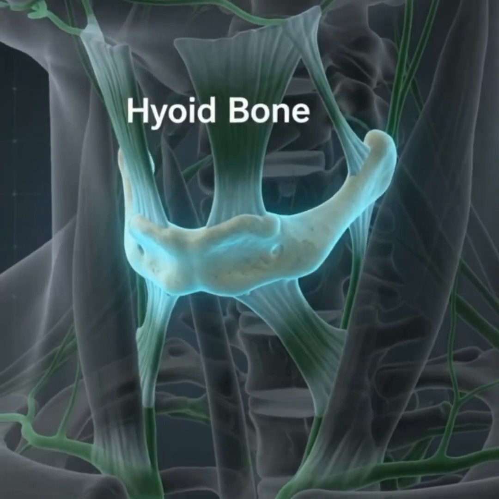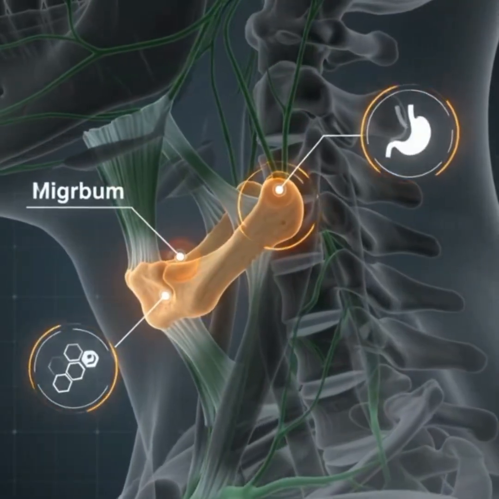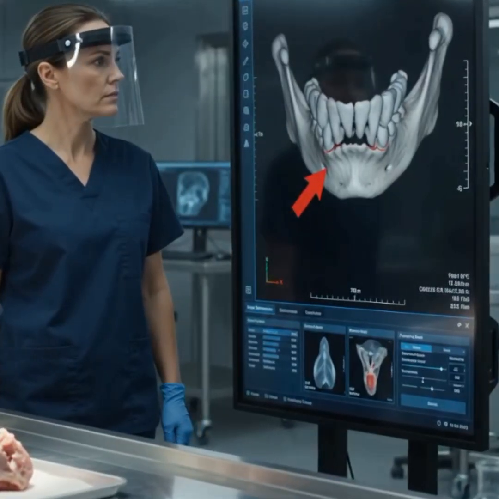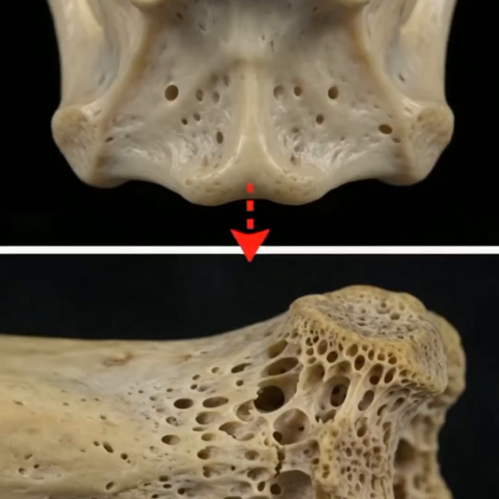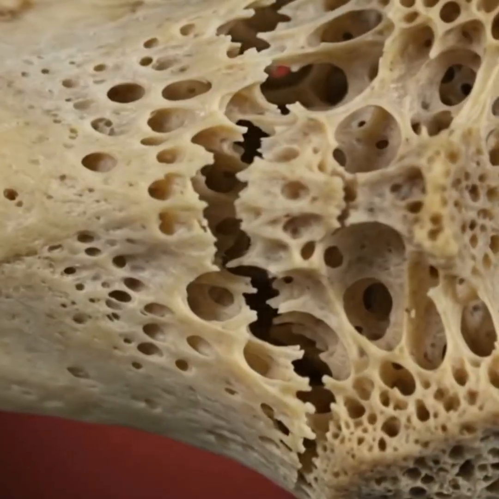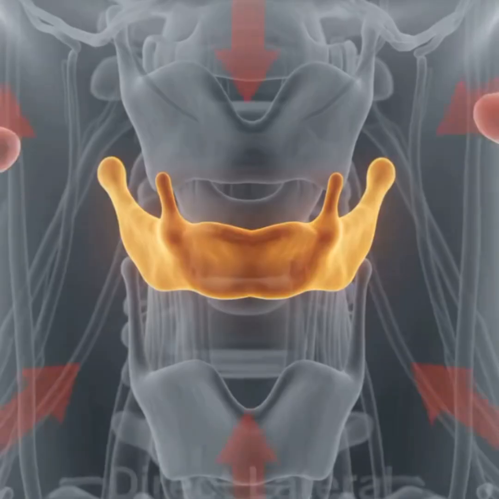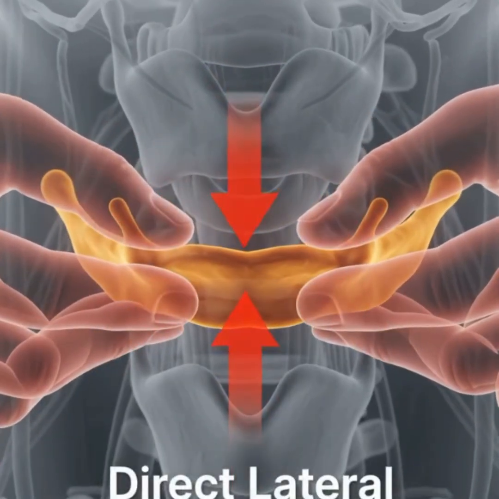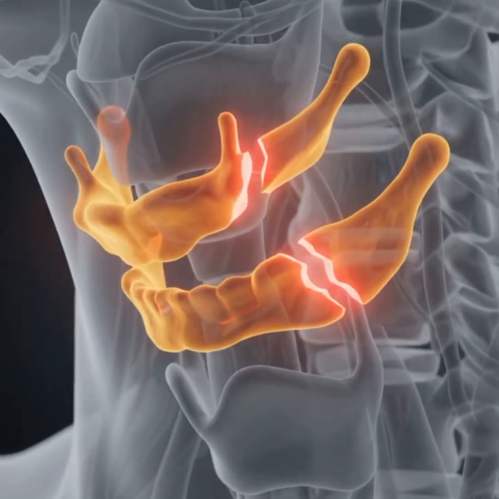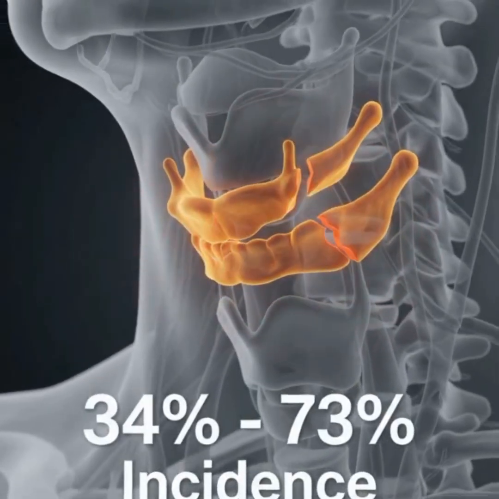Due to its unique location, suspended by muscles and ligaments, the hyoid bone is highly significant in cases of manual strangulation. Fractures can occur with as little as 2.5 pounds of pressure. Fractures typically occur through two distinct mechanisms. Direct lateral compression forces the greater horns inward, leading to fractures near their posterior third, occurring in up to 73% of manual strangulations.